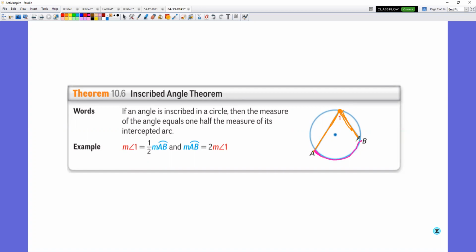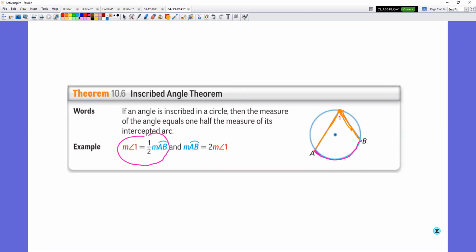And so to find the measurement of each of these, you just use this formula. If you're looking for the angle, then all you have to do is take the arc measurement and do half of it, and that gives you the angle. If you are given the angle and you're looking for the arc, then you have to double it.